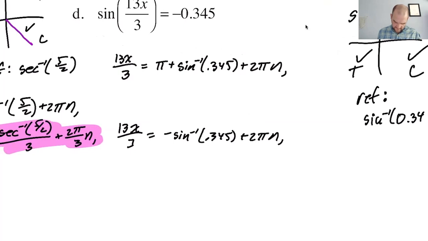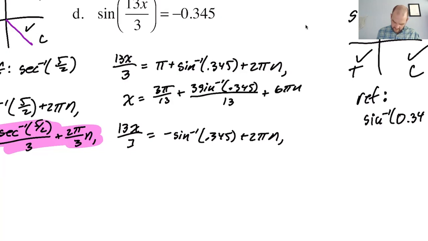So let me solve these. So I'm going to multiply by 3, divide by 13. There's almost nothing you can really do here. So this will give me x is 3 pi over 13 plus 3 sine inverse of 0.345 over 13 plus 6 pi n over 13, where n is an element of the integers.